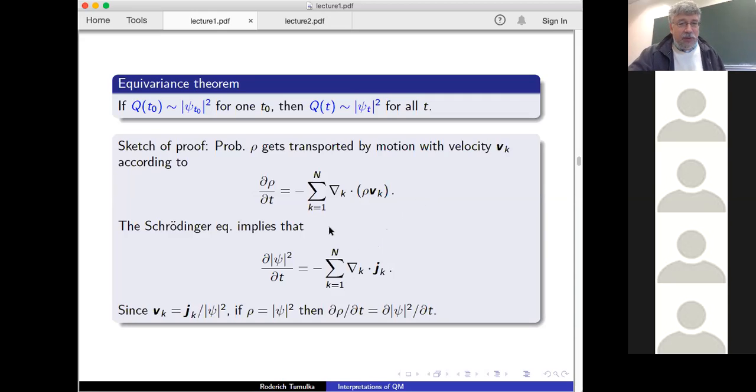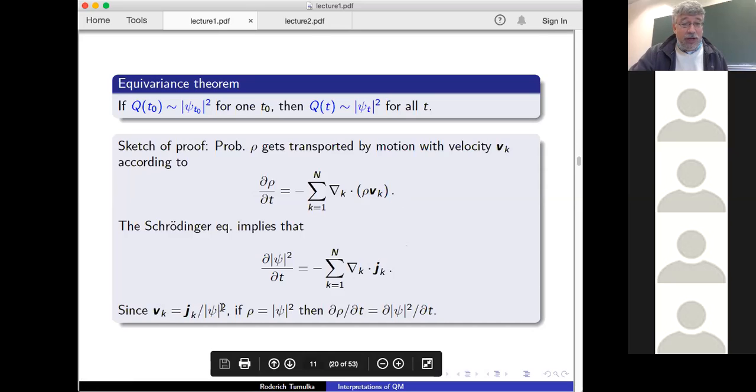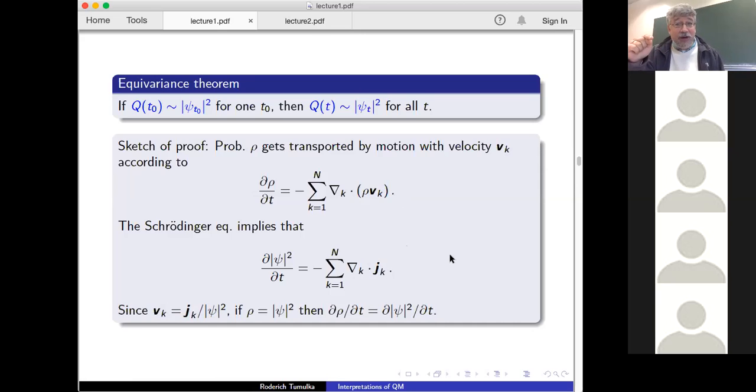On the other hand, the Schrödinger equation implies a continuity equation that looks like this. If you just compute according to the Schrödinger equation what the time derivative of psi squared is, you get an expression that is the negative divergence of the probability current. Now, it's a relevant fact that these two equations have the same structure. In fact, the J can be written as v times psi squared, because that is how v was defined. You remember that the Bohmian velocity was the current divided by the density, J divided by psi squared.